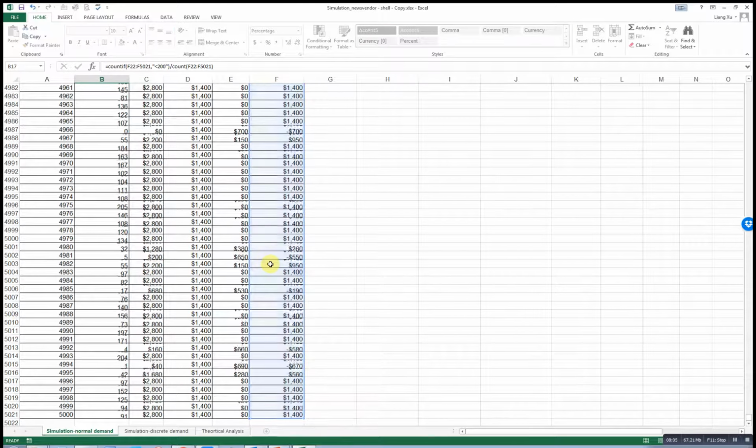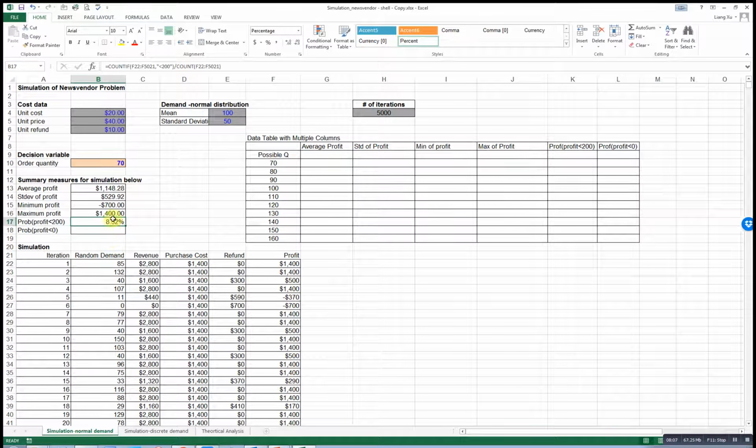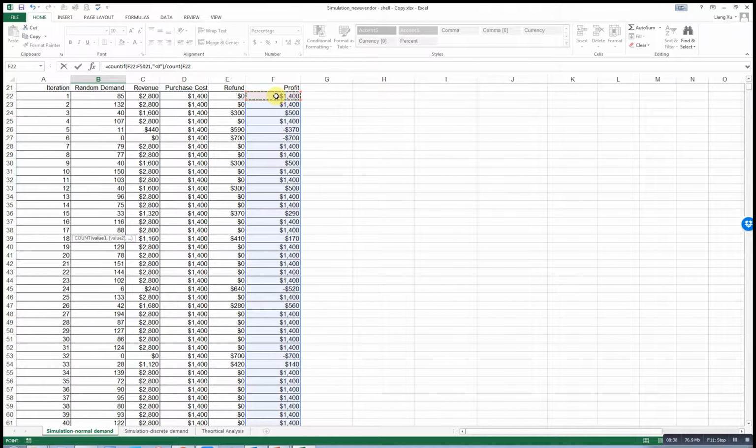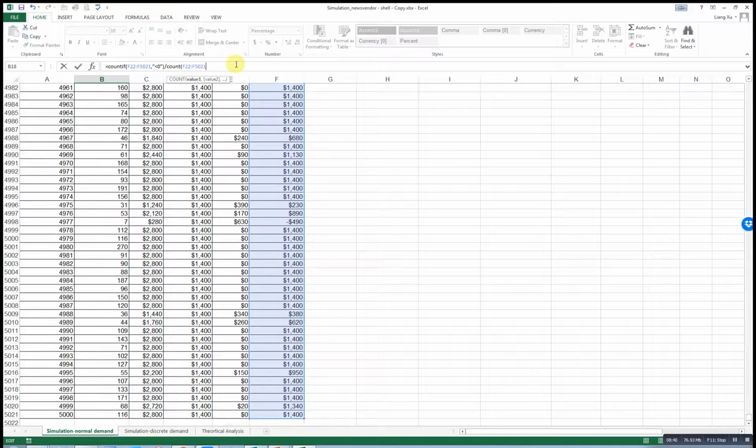And same here with the chance that we would have negative profit. So we use COUNTIF to see how many counts we would have negative profit, divided by how many observations we have. So the chance we have negative profit is 5.6%. These two numbers give you a sense of the risk associated with this order quantity.